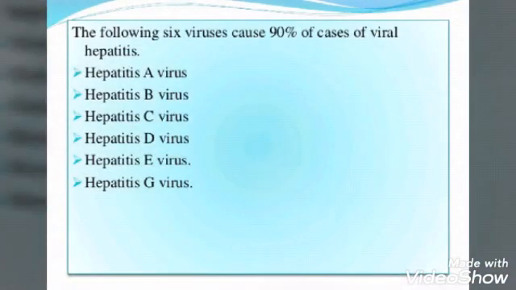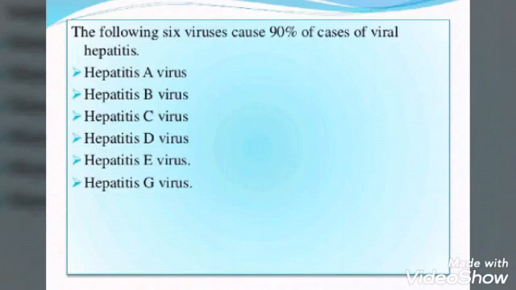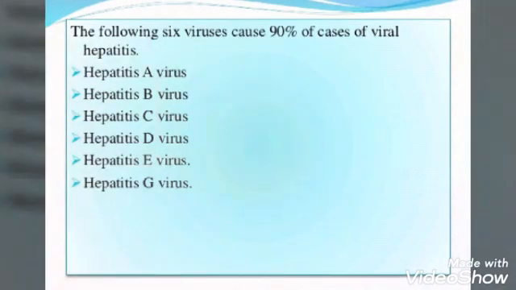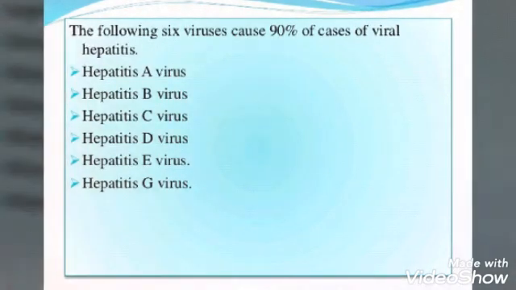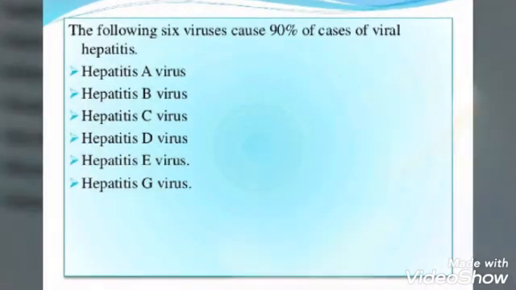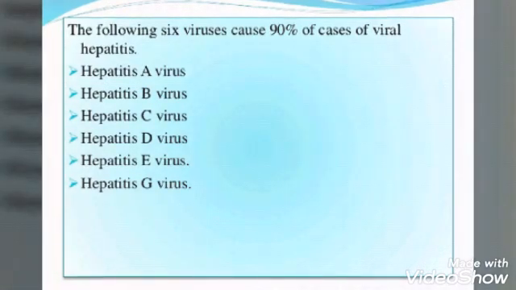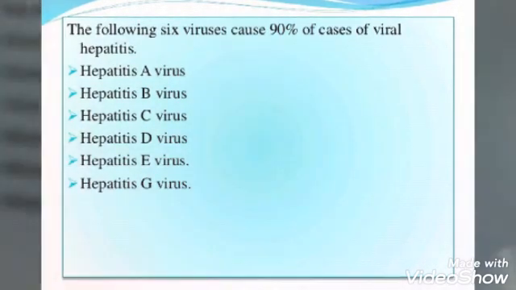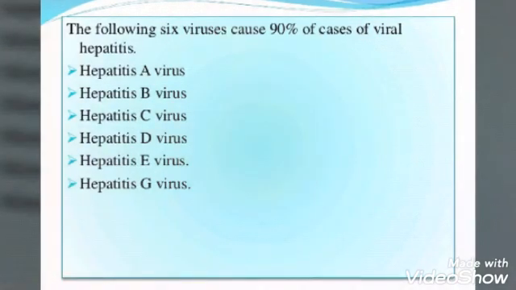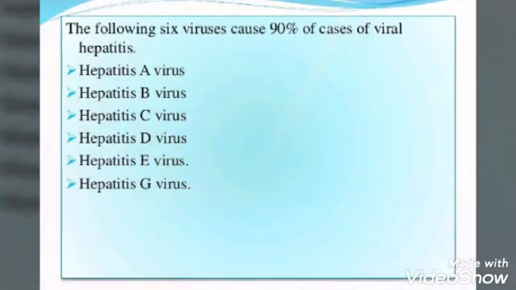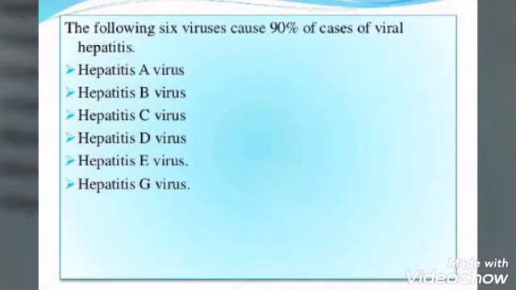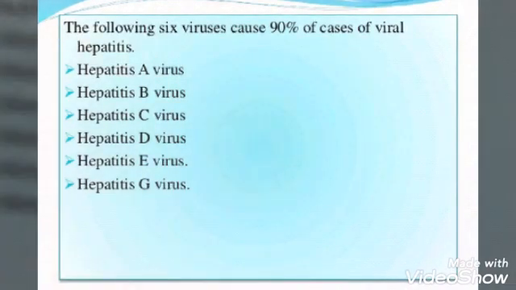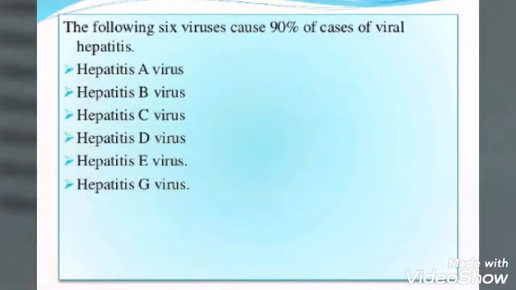Then we'll see the next slide. Here they are telling the types of viruses that are dangerous and more common in human beings. The following 6 viruses cause 90% of cases of viral hepatitis: hepatitis A virus, hepatitis B virus, hepatitis C virus, hepatitis D virus, hepatitis E virus, and hepatitis G virus. So here are 6 categories of virus which mainly cause viral hepatitis in human beings.